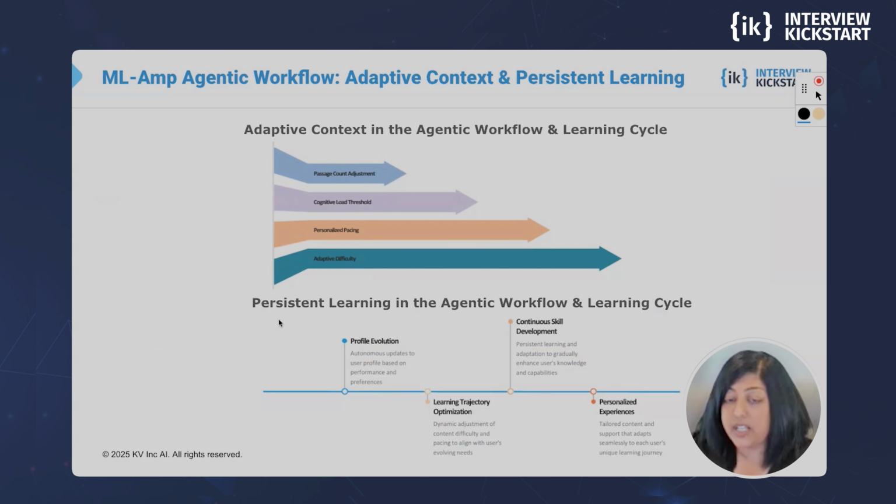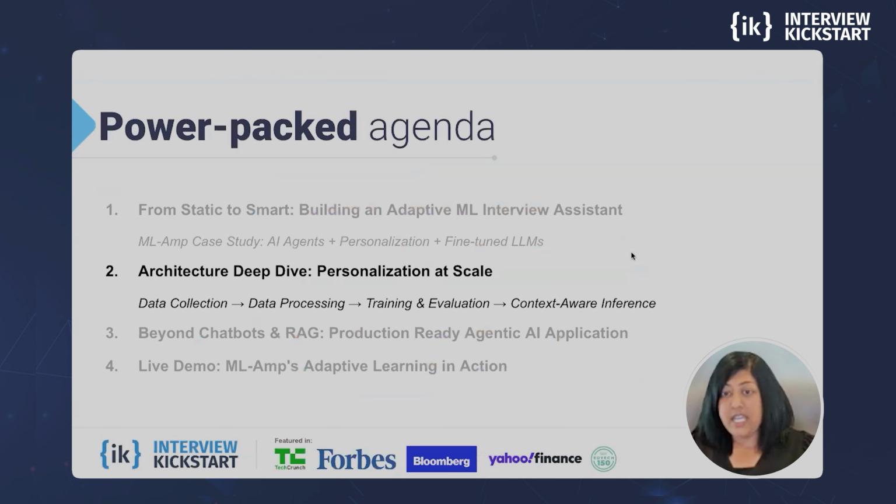So all of this put together is forming the persistent learning cycle where the learning trajectory is being optimized for the learner, their profile is evolving continuously, and their skills are being tracked to see whether they're developing along in a given skill level to provide that personalized experience. All right. So now this concludes part one. In part two, we'll be going a little more into the how that I just presented, I'll be talking about the architecture in terms of how I achieved personalization at scale through MLAMP.